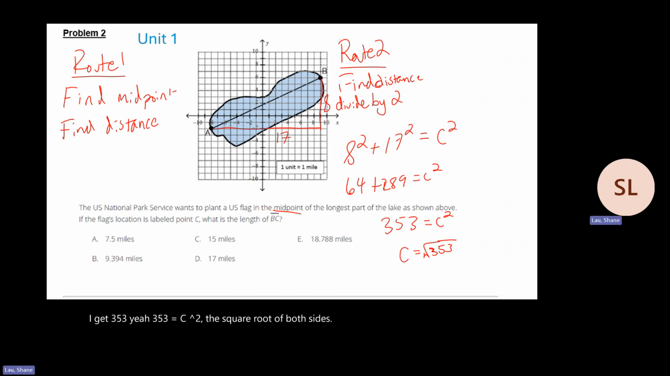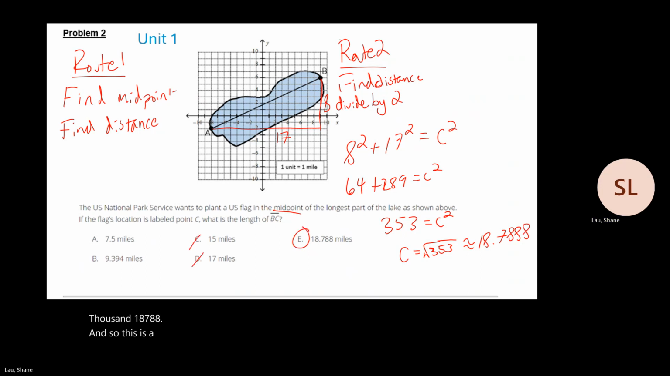You can approximate your answer to the nearest thousandth, 18.788. And so this is in miles. It's going to be E as our correct answer here.